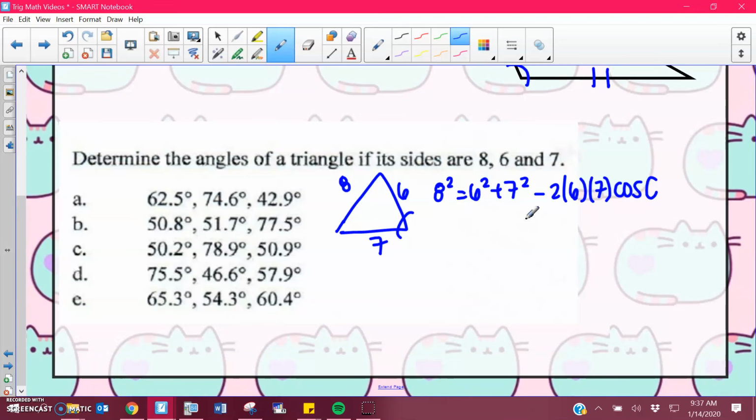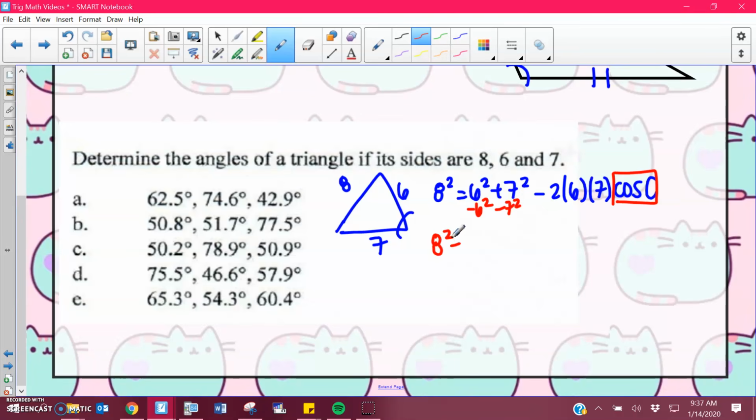Now the hardest part on this is I need to actually solve this for the cosine C piece. This is like your X. This is your variable. You can't just start dividing already. That cosine C is stuck there. So the first thing you need to do is subtract these two pieces. So you're going to have to subtract the 6 squared and the 7 squared from both sides.